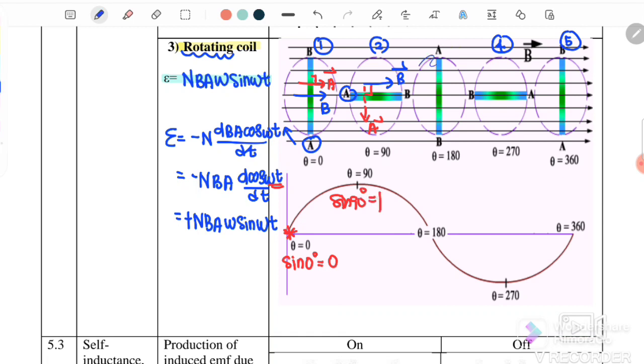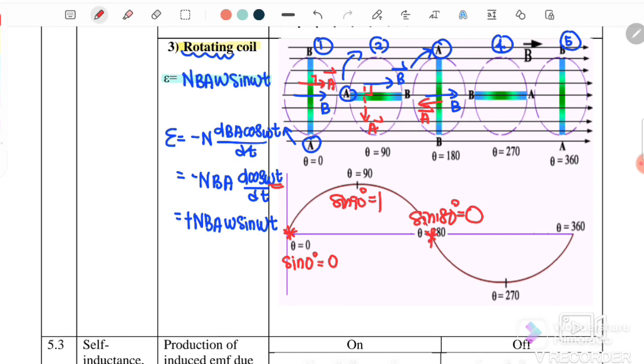Okay, so we continue. A now shifts to the top of the loop. Similarly, B is to the right, and now the vector A is to the left. Therefore they are 180 degree. So sine 180 degree is actually equal to 0. Okay, so this is the point.